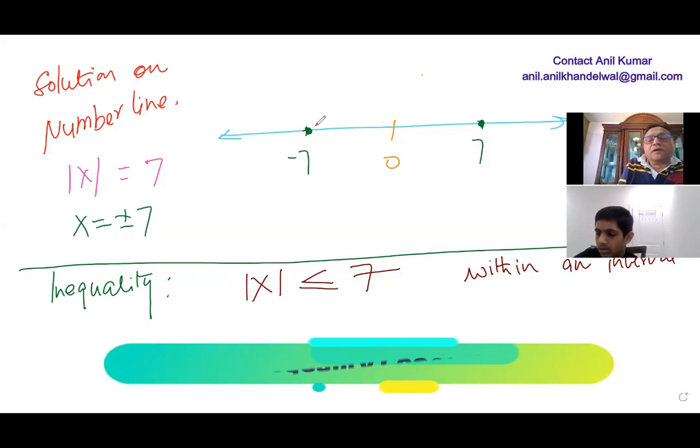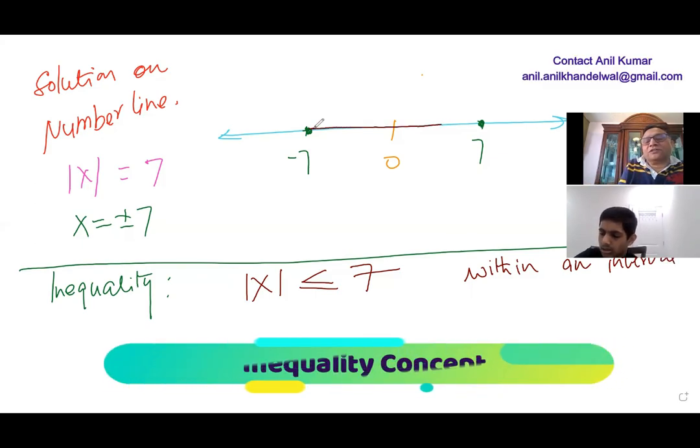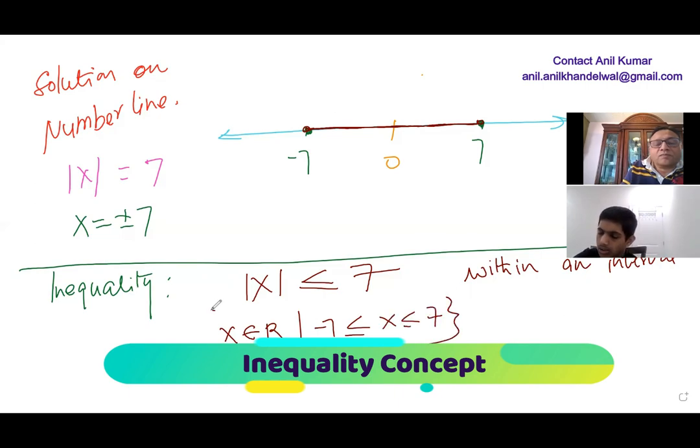So on this line graph, I will show this line as my absolute value of x equals 7 solution. Do you see that? All the real numbers. So x belongs to real numbers where x is between plus and minus 7. You understand now? Which is the same as writing that you include all the values between plus and minus 7. Does it make sense to you?